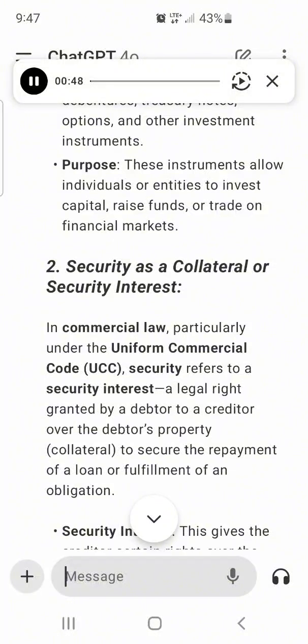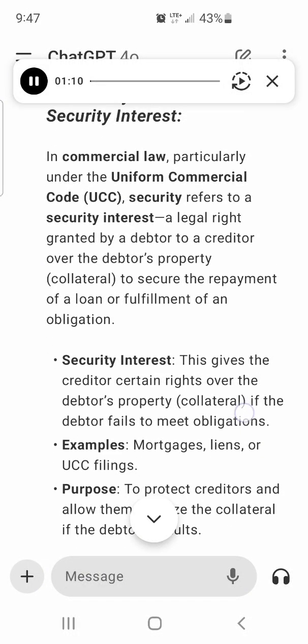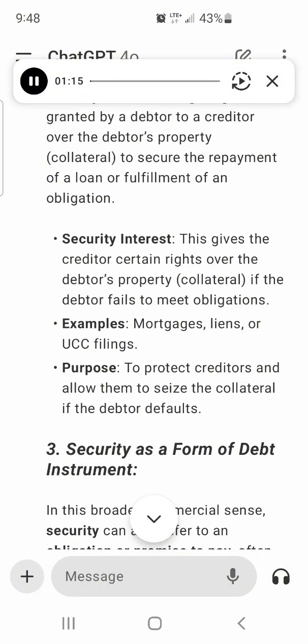2. Security as a collateral or security interest. In commercial law, particularly under the Uniform Commercial Code, UCC, security refers to a security interest, a legal right granted by a debtor to a creditor over the debtor's property (collateral) to secure the repayment of a loan or fulfillment of an obligation. Security interest: this gives the creditor certain rights over the debtor's property (collateral) if the debtor fails to meet obligations.